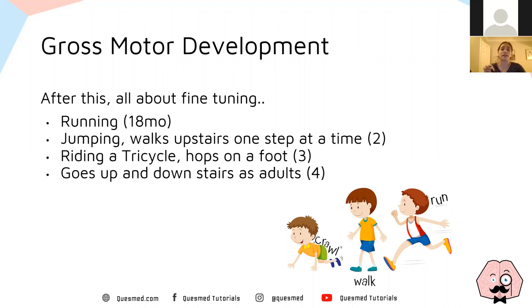First of all, a child will be able to run, and bump into things and then end up in A&E. Then they'll be able to jump and walk upstairs one step at a time. Then at three, lots of people remember, 3 years old, ride a tricycle. It's a nice way to remember. And then at four, they'll be pretty much like a little adult. They'll go up and down the stairs, they'll walk, they'll run, they'll jump. So you'd expect a four-year-old to be moving, at least in terms of gross motor, pretty solidly.